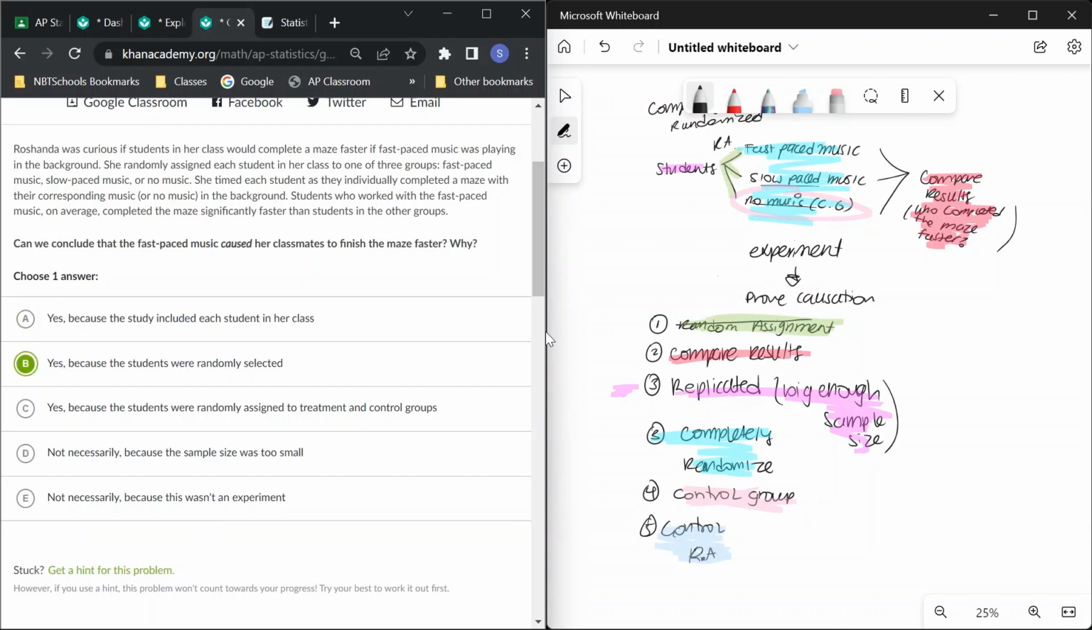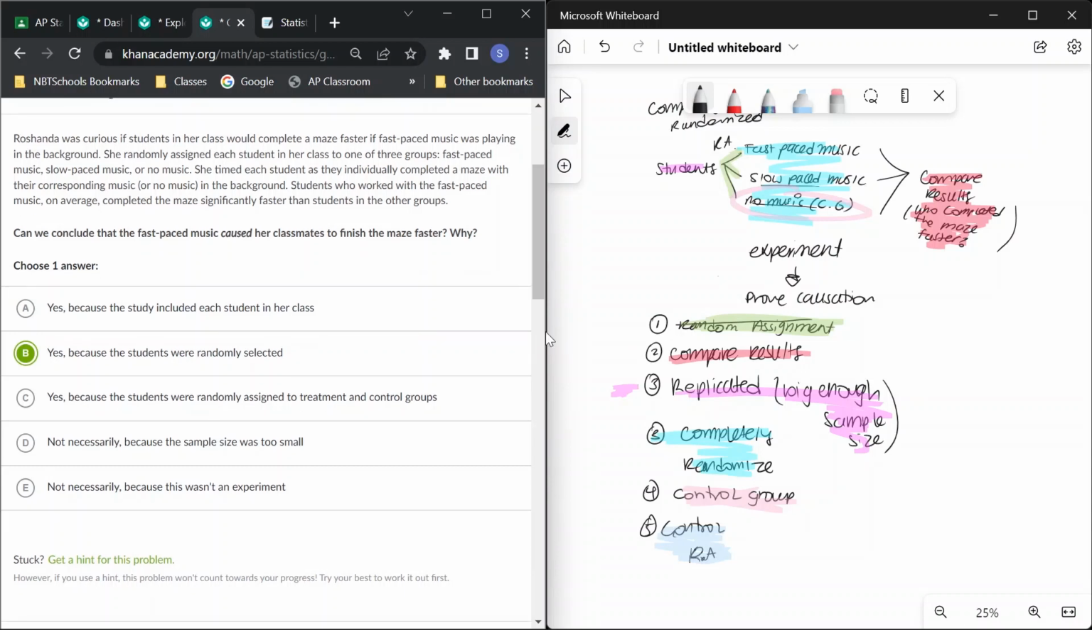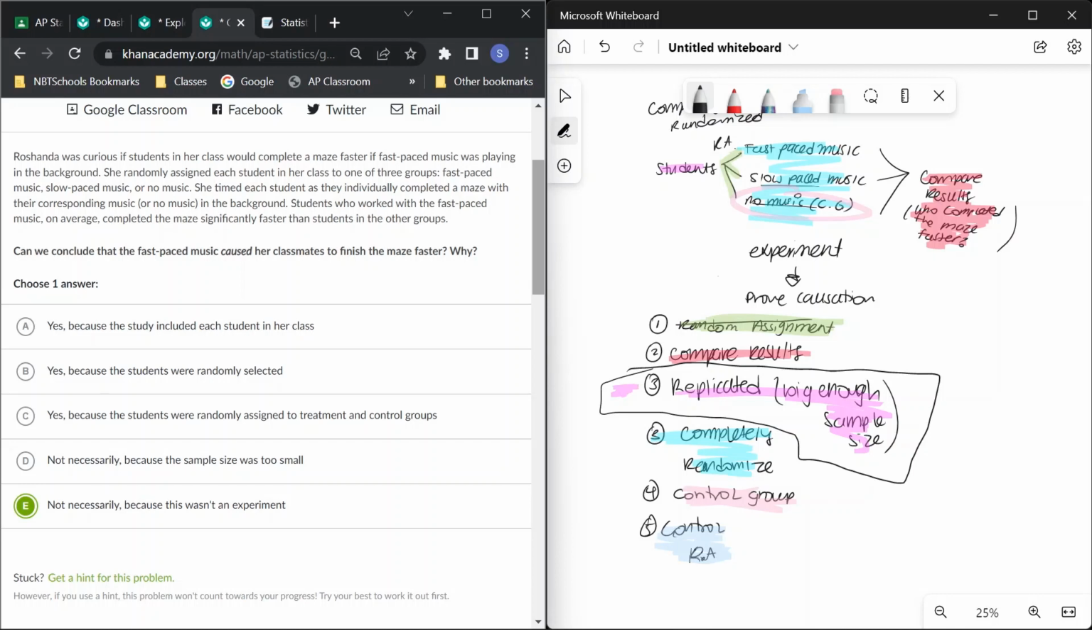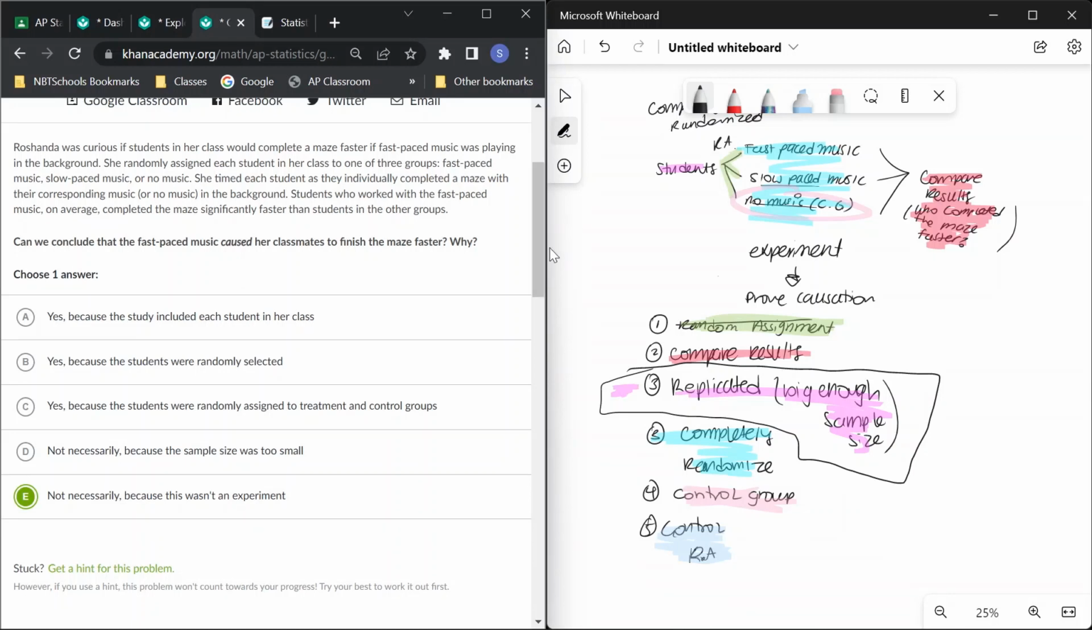Okay. Second one, yes, because the students were randomly selected. Well, yeah, that's one of the requirements for experiments, so we're gonna leave that there. Yes, because the students were randomly assigned to treatment and control groups. That's also one of the requirements for experiments. Not necessarily because the sample size was too small, not necessarily because this was an experiment. So it's not E, because it definitely was an experiment. It's just that maybe this here is like a caveat. I don't know. Is the sample size too small? They didn't even give us a sample size. They just said if her students in her class would complete a maze faster.